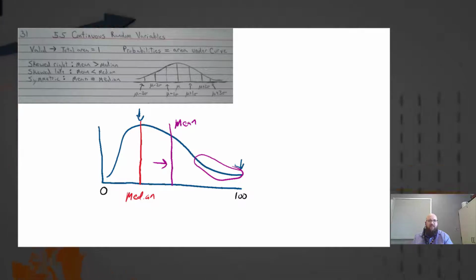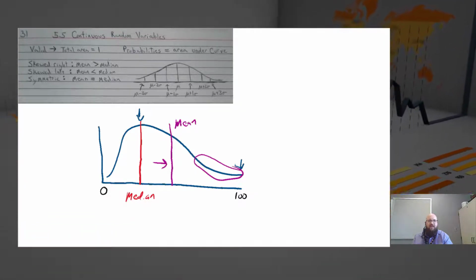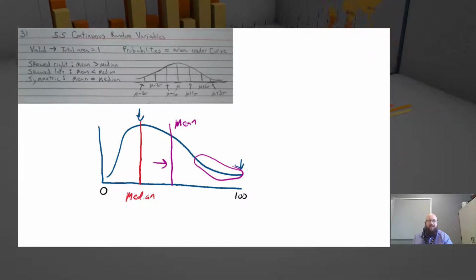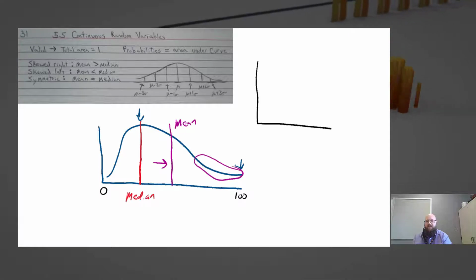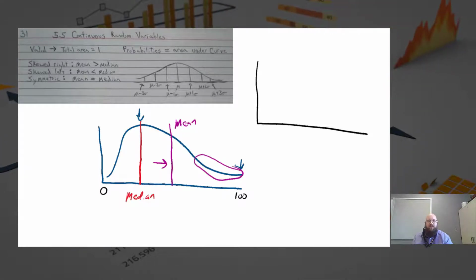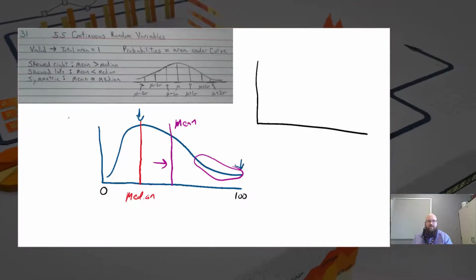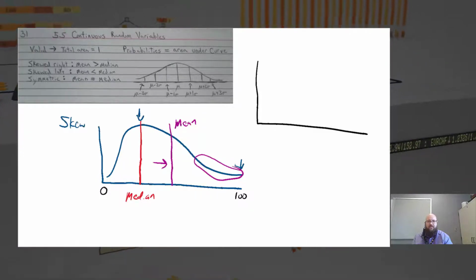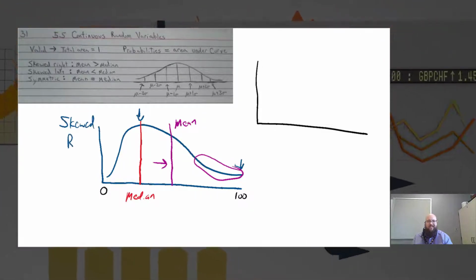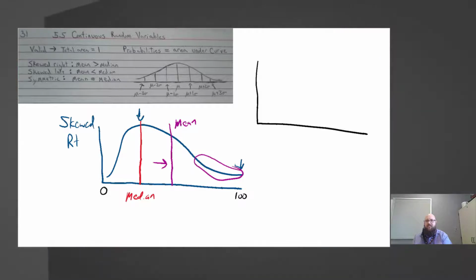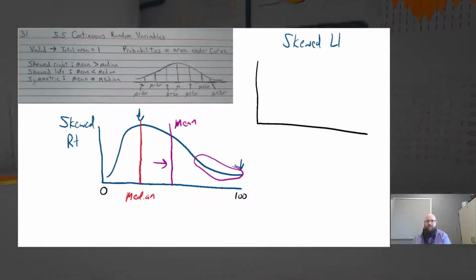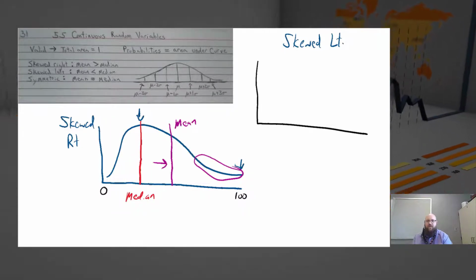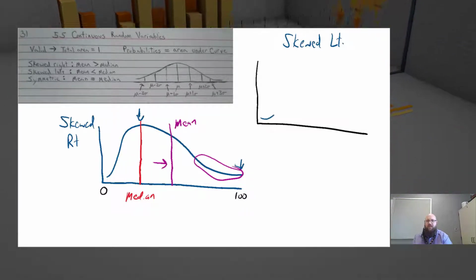Same thing with our skewed left. If we have a skewed left, I'll write this out here so we don't get confused. This one's skewed right. This one's going to be skewed left. So if we've got skewed left, again, we're starting out with our pinky toe.